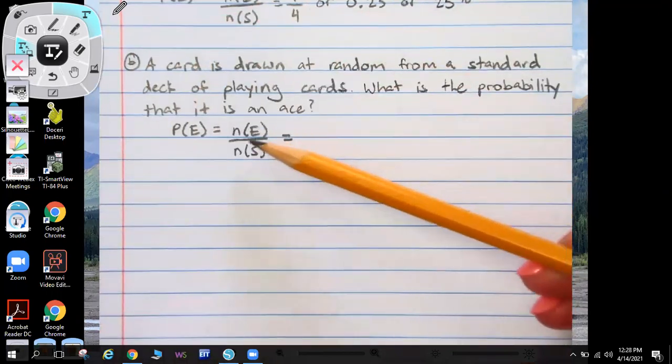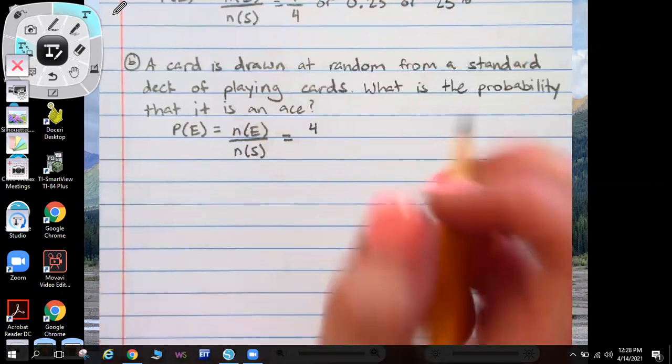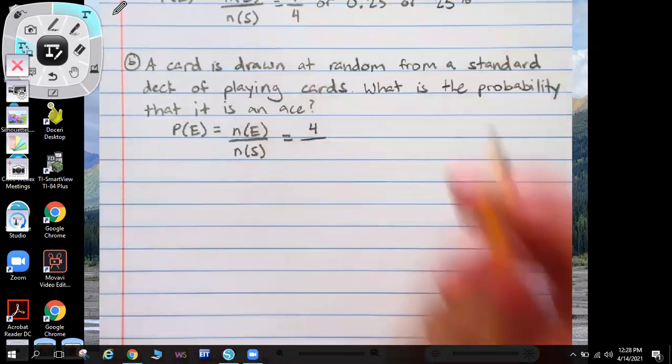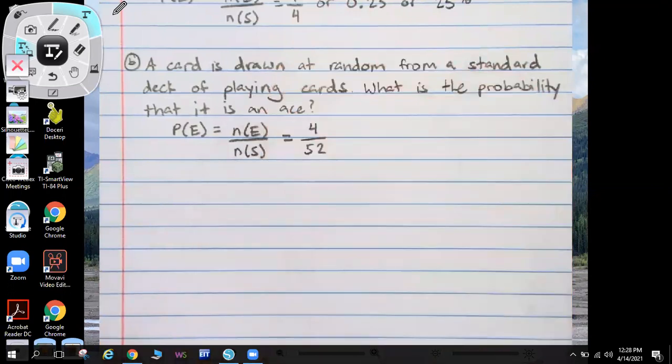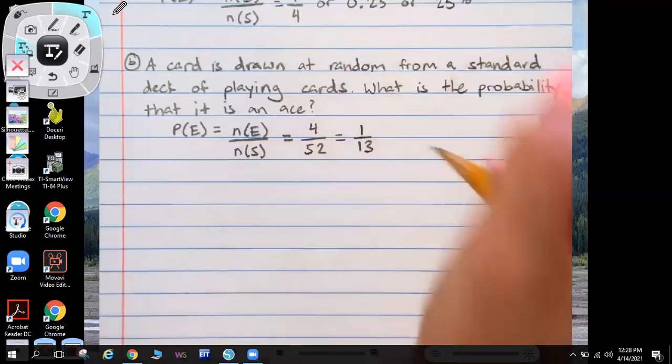Okay, so the numerator is the number of outcomes that would make this event true. So drawing an ace, there's only 4 possible outcomes, right? Because there's 4 aces in a deck of cards. The denominator is the total number of possible outcomes, which would be 52, because there's 52 cards in a deck. 4 over 52 can simplify to 1 over 13.